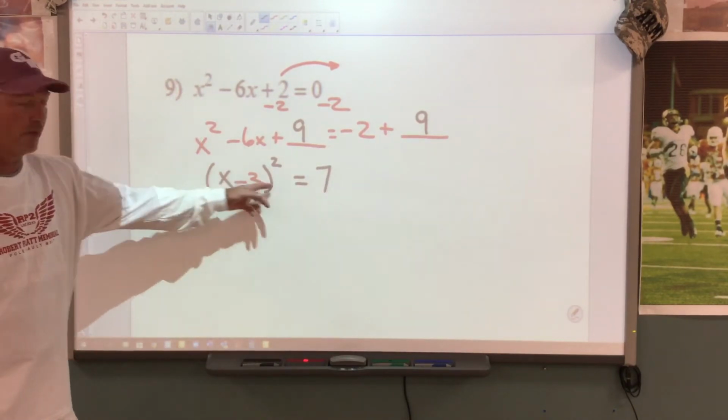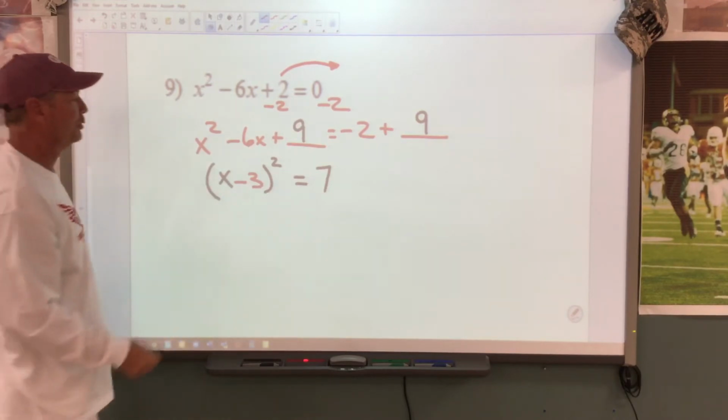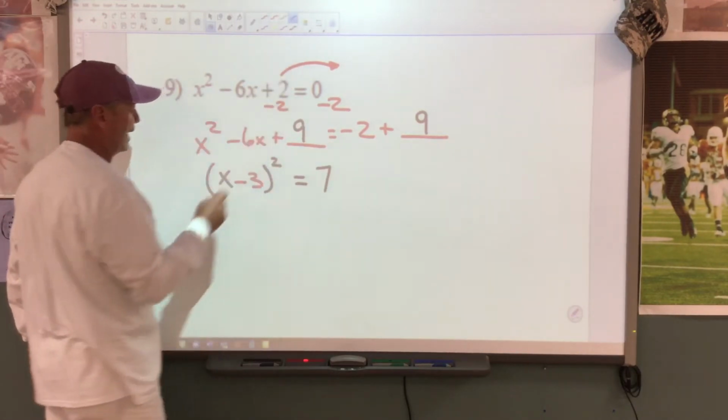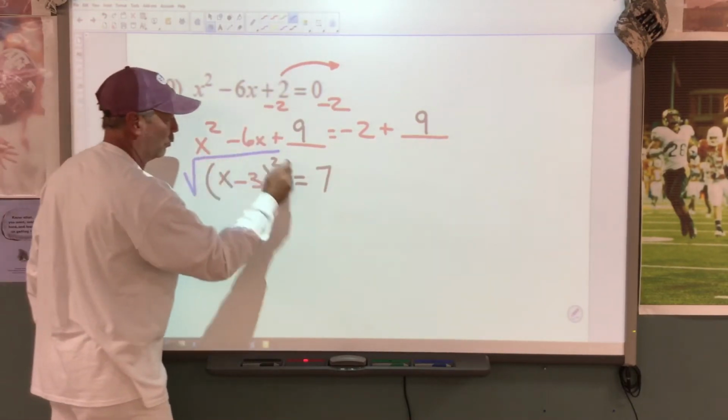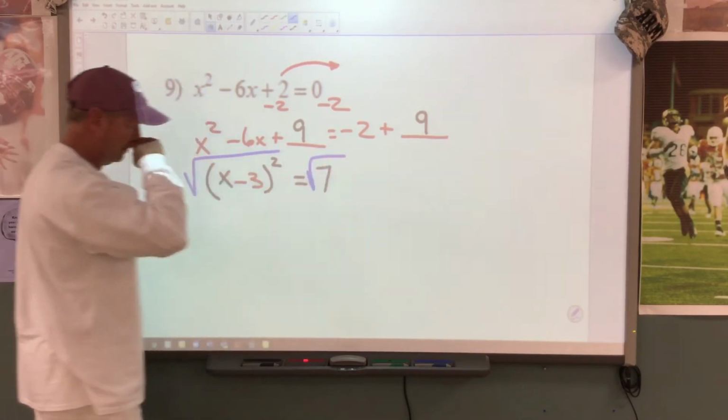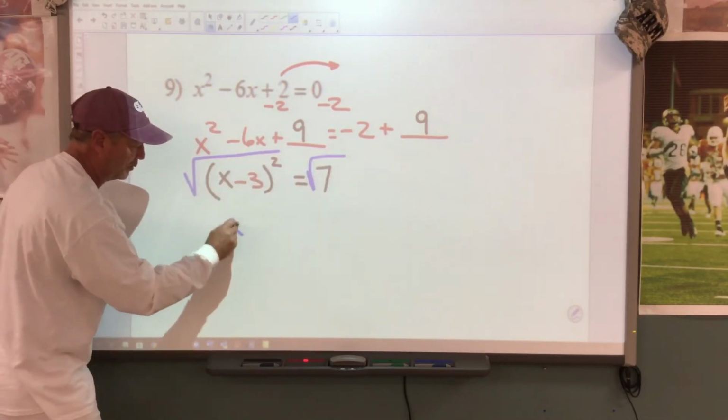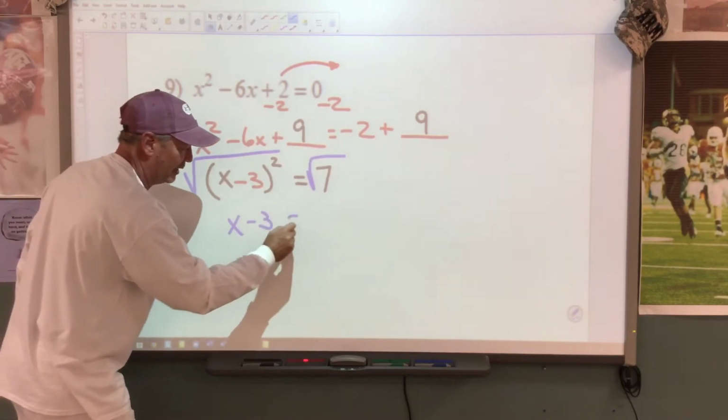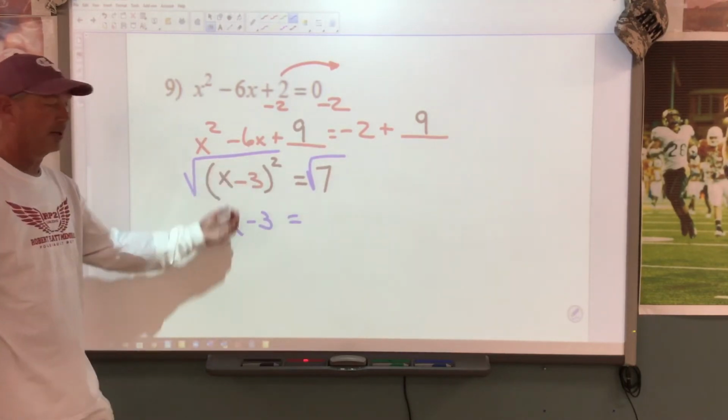Now we have to solve the equation. We have to take the square root. So we're going to jump in and take the square root. This will drop out, as x minus 3 equals. It's just going to drop out from underneath the radical.